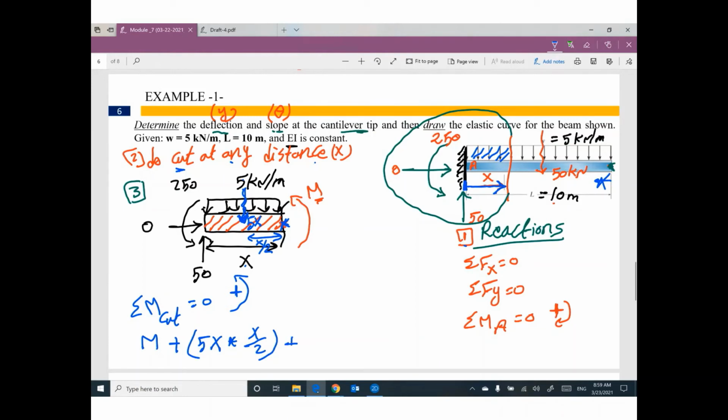We have positive 250, and we have negative 50 times x equals 0. Guys, to remind you, this moment does not need distance. So I use the M and the 250 without distance. This equivalent force, 5x, will need distance x divided by 2. This reaction will need distance, which is x.